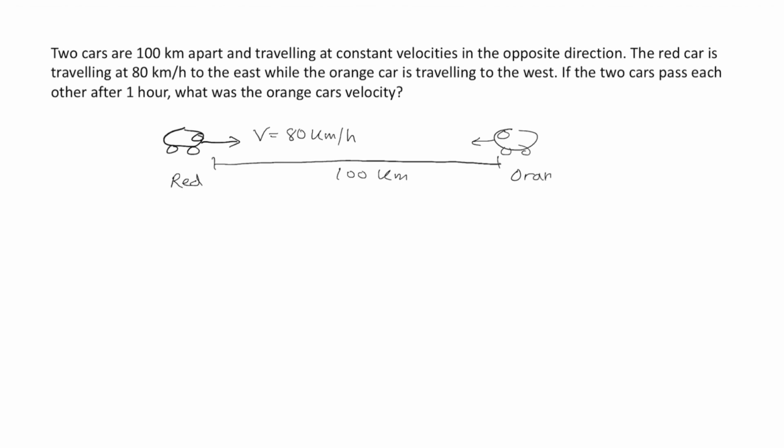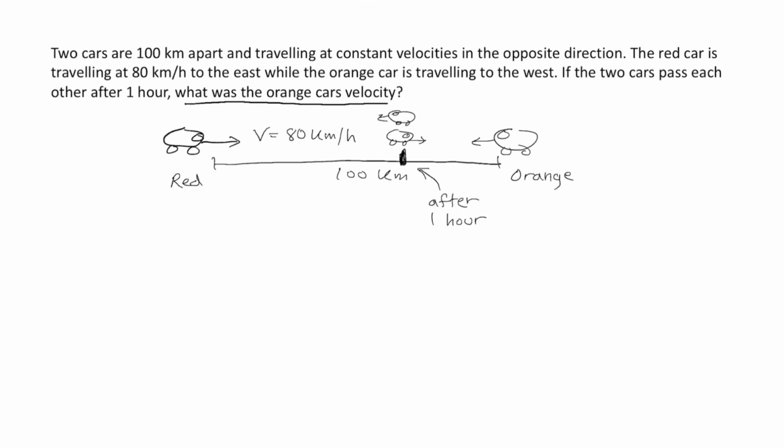We don't know the velocity of the orange car, but the orange car is the one that's moving to the west. Now after 1 hour, the cars will pass each other. So in our diagram, we can draw it here, and the cars will be at the same position because they're passing each other. And this happens after 1 hour. With that, we are asked, what is the orange car's velocity?